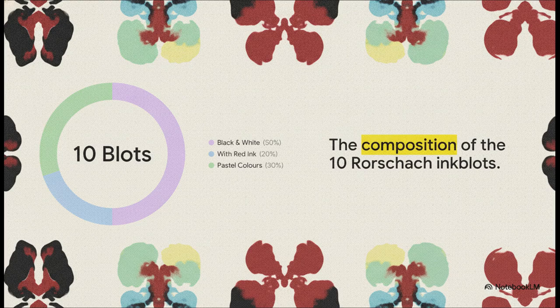But the official Rorschach test doesn't just use any random ink blots. It's a highly standardized set. The test consists of exactly 10 specific ink blots. 5 of them are purely in black and white. 2 of them introduce some red ink, and the remaining 3 feature various pastel colors.